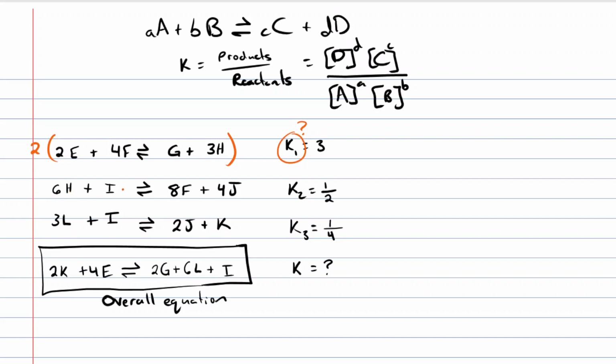Then with this one, we see, okay, there's an H. I don't see one of those in there. There's an I. It's on the other side, but there's also an I here, so it's not unique. We'll come back. 8F, not in there. 4J, also not in there. Okay, so we'll come back to this guy. Lastly, we have this one. We've got 3L. Okay, L isn't anywhere else, but it is in the overall equation. Again, I is not unique, but it is in there. 2J, J is not in there.